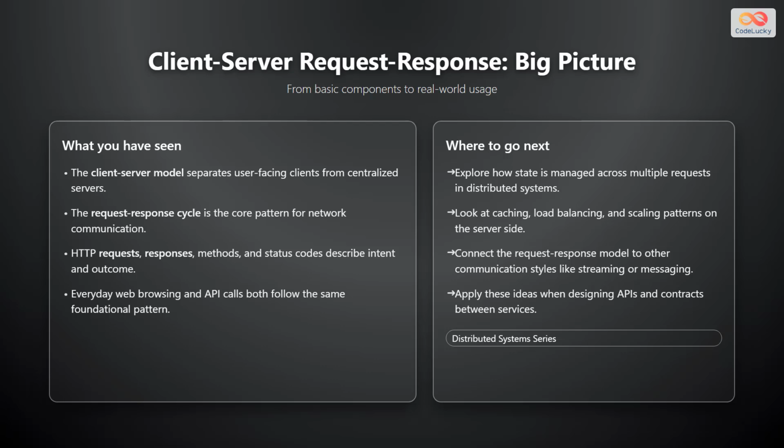Where should you go from here? Explore how applications maintain state across multiple requests, even though each request is independent. Learn about server-side patterns like caching, load balancing, and horizontal scaling to handle millions of clients. Connect this model to other communication styles, such as streaming and message queues. Most importantly, apply these ideas when designing your own APIs and building distributed systems.